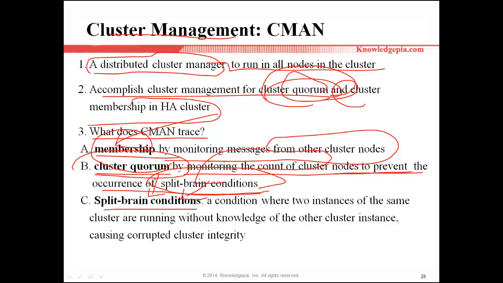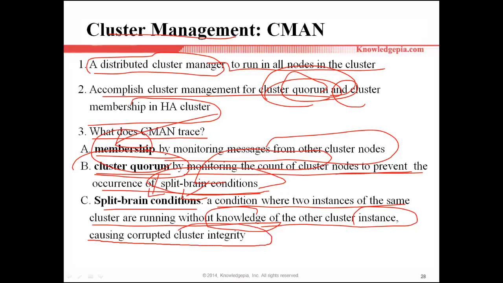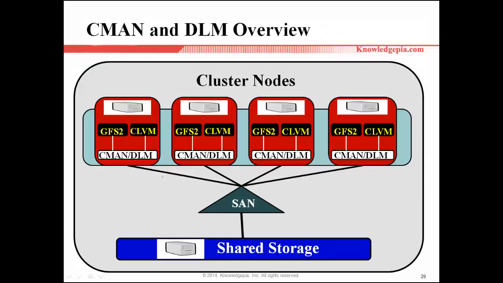A split-brain condition means the condition where two instances of the same cluster are running without knowledge, they don't know each other, the other cluster instance. Because of this, it can cause corrupted cluster integrity. So we have to prevent our system from split-brain conditions using cluster quorum.